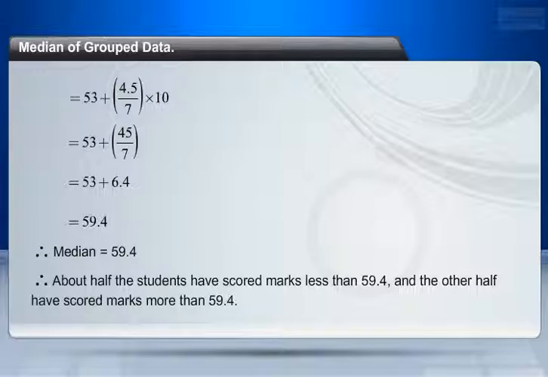This is equal to 60 plus 4.5 by 7 into 10. This is equal to 60 plus 45 by 7. This is equal to 60 plus 6.4. This is equal to 66.4. Therefore, median equals 66.4. Therefore, about half the students have scored marks less than 66.4, and the other half have scored marks more than 66.4.